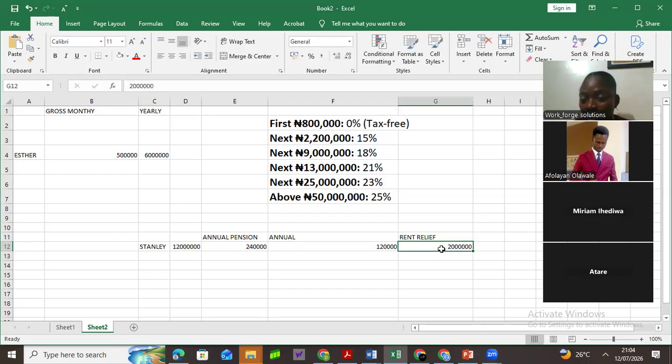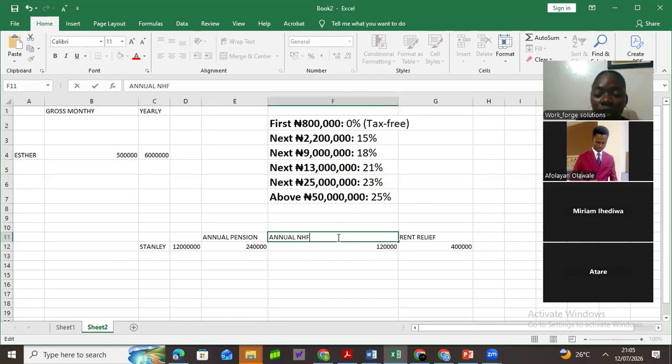But are we giving him the 2 million naira? No. We're only giving him 20% of 2 million. This is 2 million naira, right? Yes. So we're only giving him 20% of 2 million naira, which is 400,000. Good. So this pension, these annual NHF, they are not taxable.